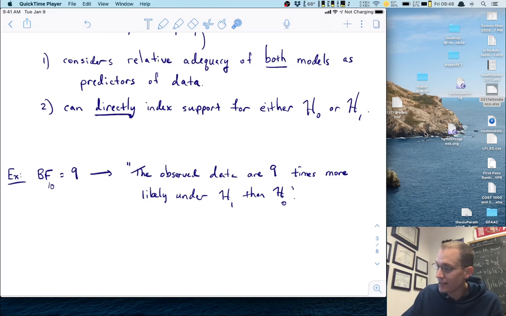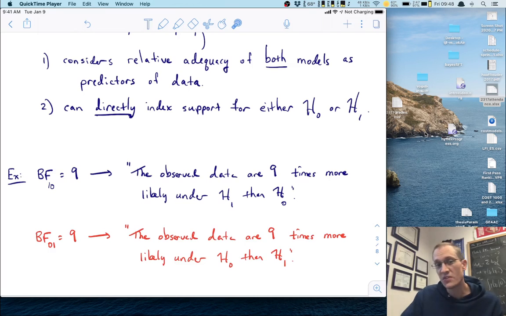And what that means literally is that the observed data are 9 times more likely under H1 than they are under H0. Now, it could be instead that you get something like this, looks almost the same, but instead you'll notice the subscript is 0, 1, so that's a Bayes factor for the null over the alternative. And if that was equal to 9, it would say the same thing, except that the observed data are 9 times more likely under the null hypothesis than they are under the alternative. So whichever one of these you get gives you a measure of relative support for either hypothesis over the other. It's really kind of a nice thing.